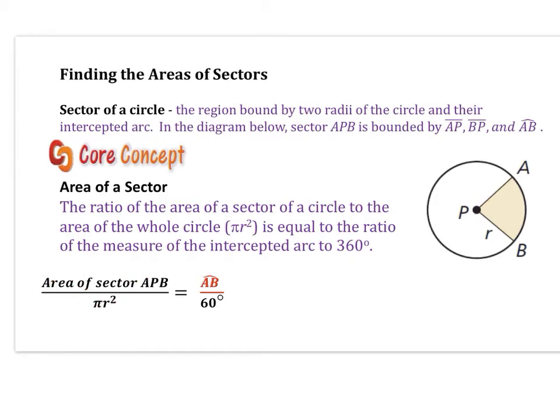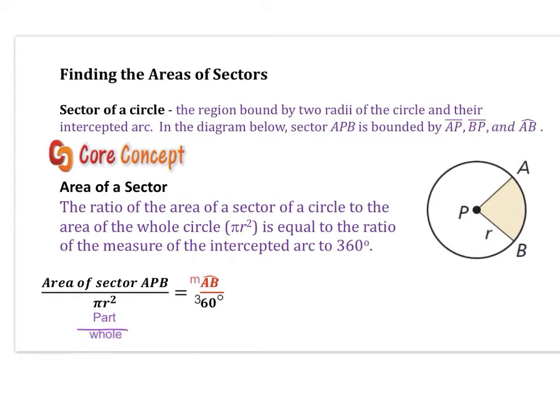So our first ratio will be the area of the sector. In this case, our sector is APB. This bounded region is our sector. So if we're trying to figure out the area of this sector, we would divide by the area of the entire circle, which would be pi r squared, so the whole. And it's equal to the measure of arc AB to 360 degrees. All right, just fix the formula there. So measure of arc AB divided by the entire measure of a circle, which is 360.